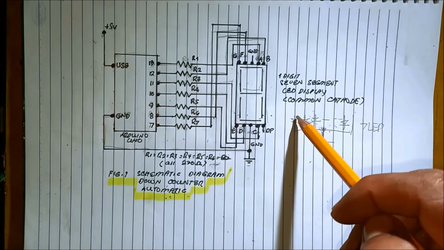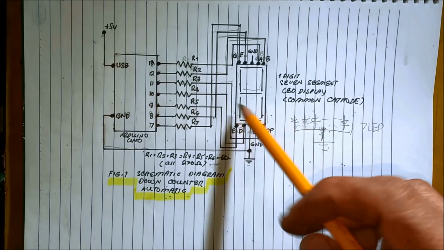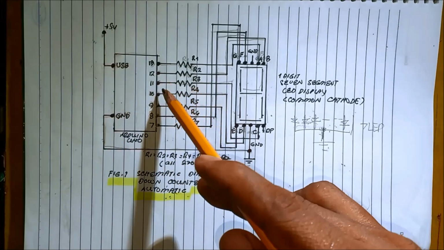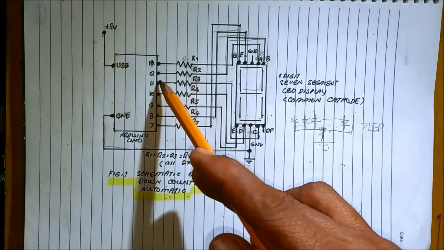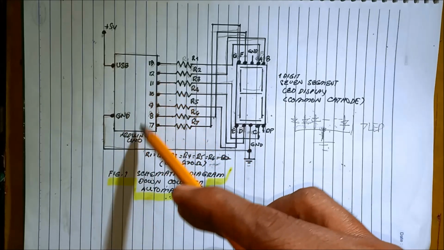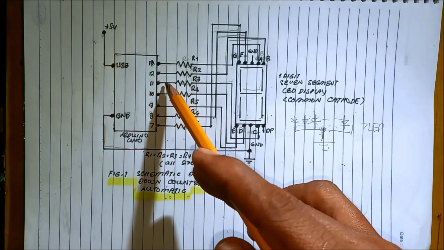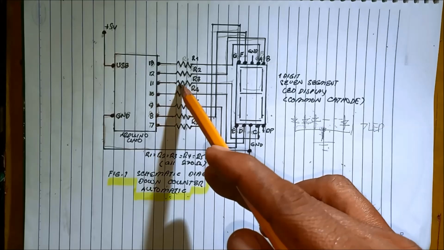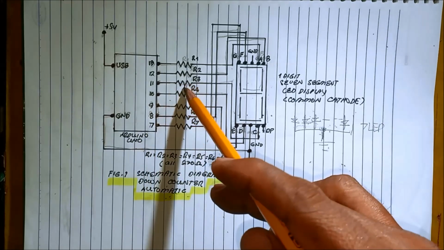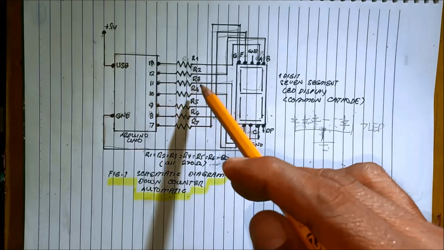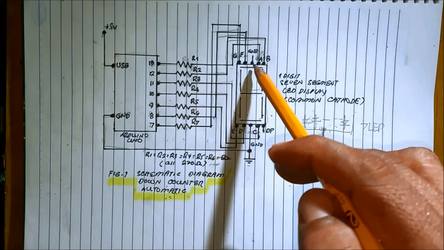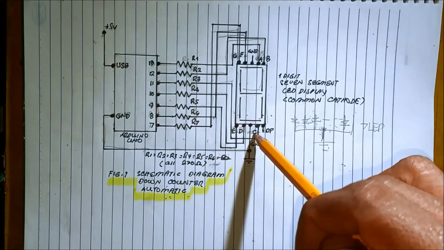And you need to use a resistor to limit the current from the output pin of our Arduino Uno microcontroller, because the output current for this microcontroller is about 40 to 50 milliamperes. We need to use a current limiting resistor for each segment.